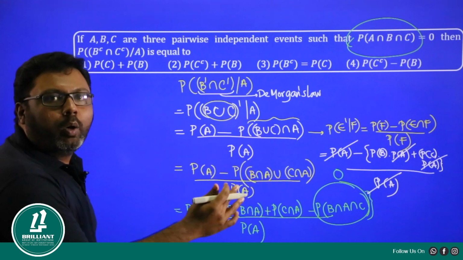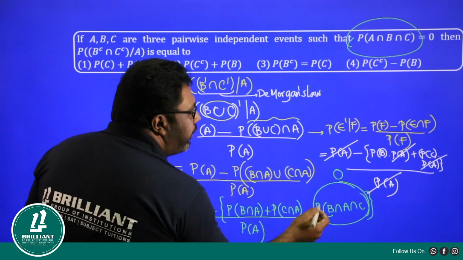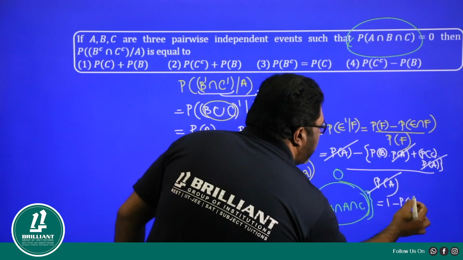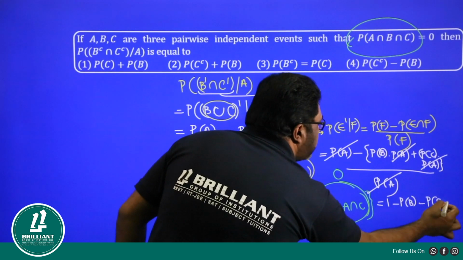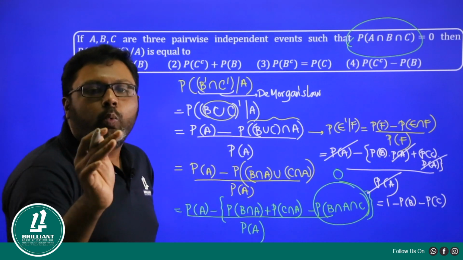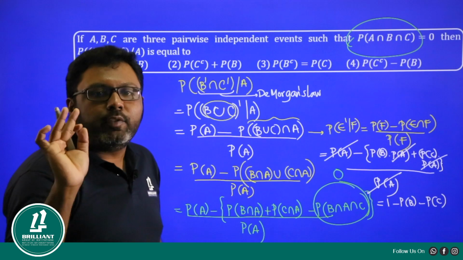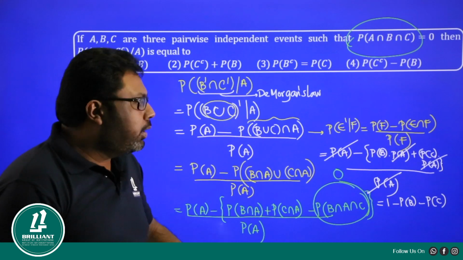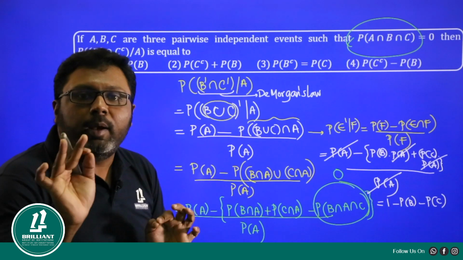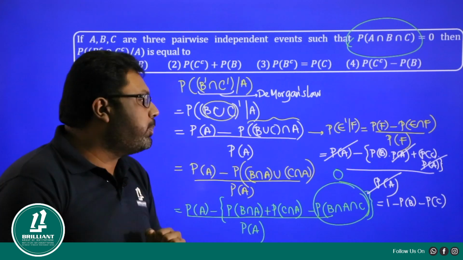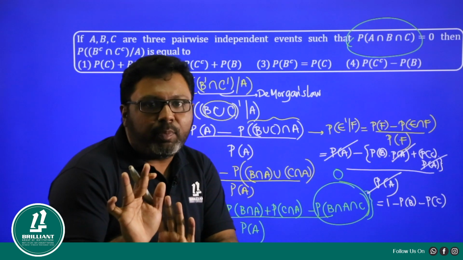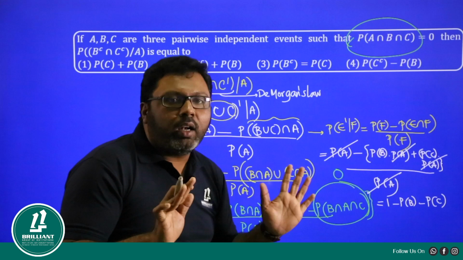It is common throughout. Take it out, cancel it. So my final answer in the numerator is 1 minus probability of B minus probability of C. Now I have to go to the options. Look at the options, all of you. What does the first option say? Probability of C plus probability of B. This is never going to become probability of C plus probability of B. Second option, probability of C complement plus probability of B. Anyway, it's not going to be plus probability of B because all of them are in minus terms.